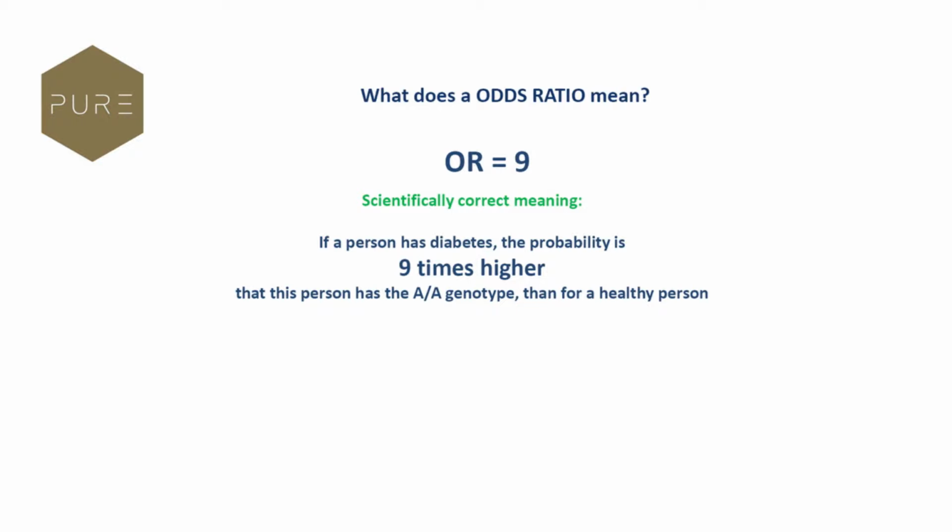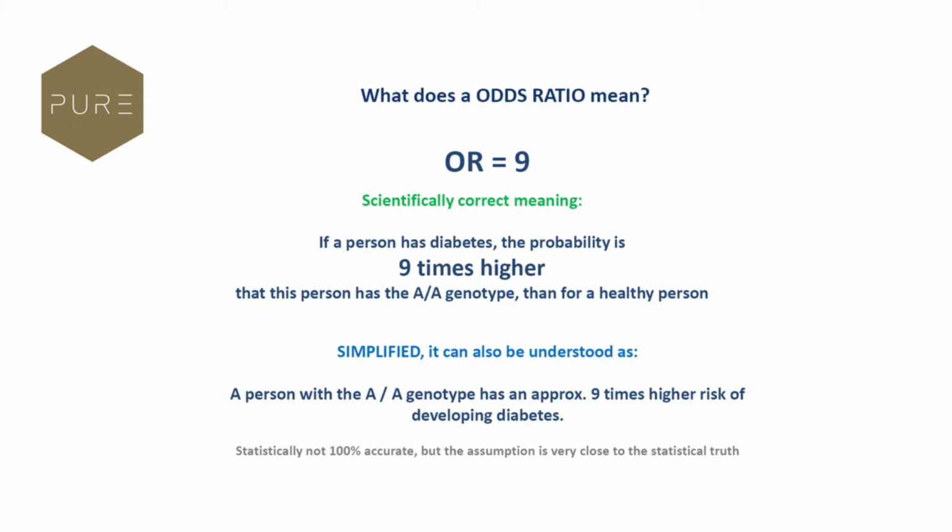So this is a bit difficult to understand. So what doctors usually do, as well as scientists, they simplify it and they say a person with the AA genotype, the bad genotype, has a 9 times higher risk of developing the disease. Now this is quite correct. It's not absolutely correct. The calculation is a bit more complicated. It doesn't really mean it's 9 times higher. But this is a simplification to understand odds ratios. It's very close to the statistical truth.